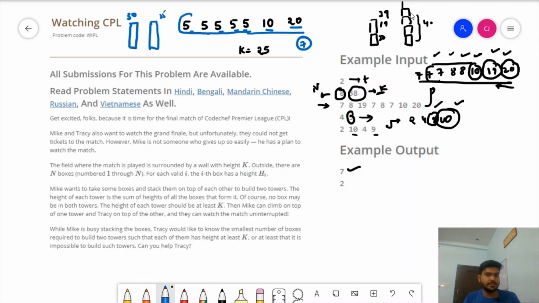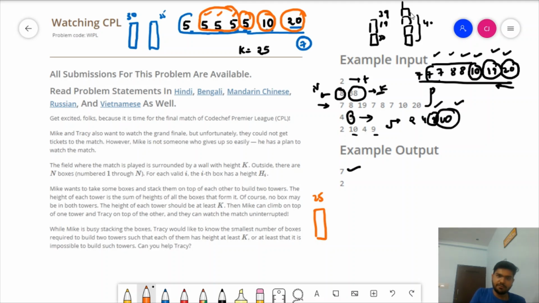But is this the efficient answer? Let's see. If we take the box of height 20 and a box of height 5 together, it will sum up to 25. It can be formed as a tower. And if we take 10 and these 3 boxes together, that is 5, 5, 5 plus 10, it will be 25. So we can form 2 towers of height 25 and 25, and still there is one box left.